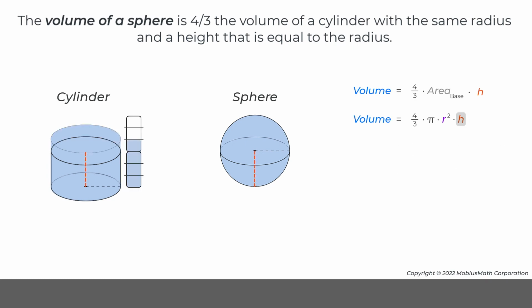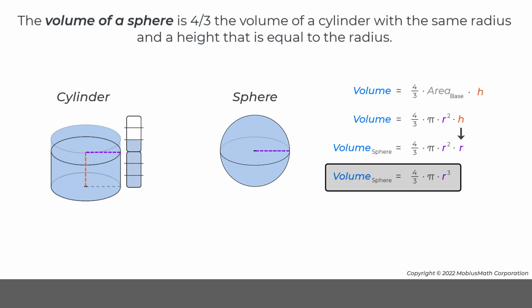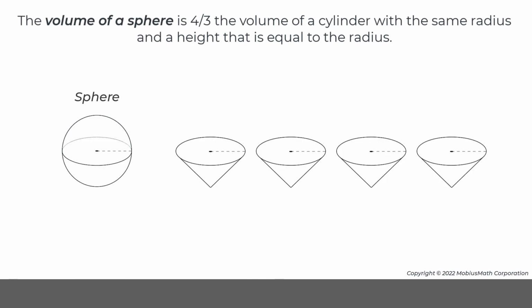Notice that the height of this cylinder is equal to the radius. So, the volume of a sphere is just a function of its radius, where the volume can be represented by the following equation. Note, 4 cones with the same radius and a height that is equal to the radius can be used to completely fill the sphere.